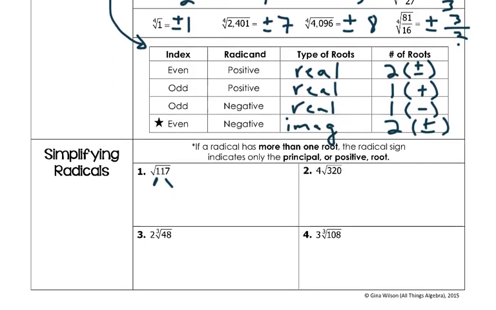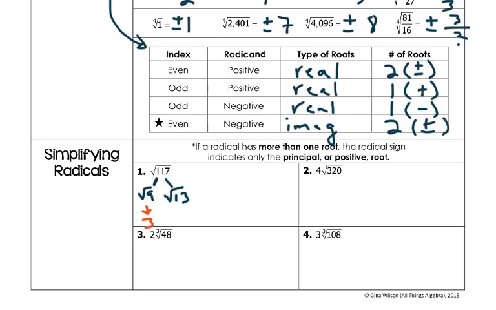So here's what I'm going to do. I'm going to write square root of 9 here, and the square root of 13. What is the square root of 9? The square root of 9 is 3.